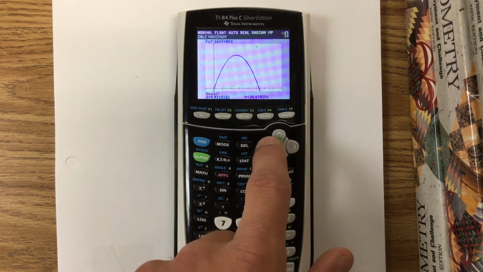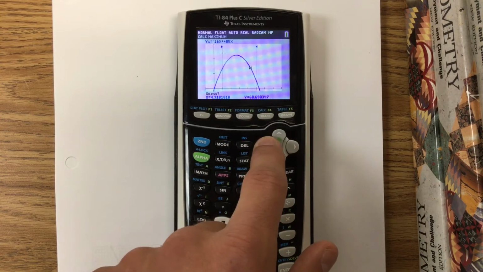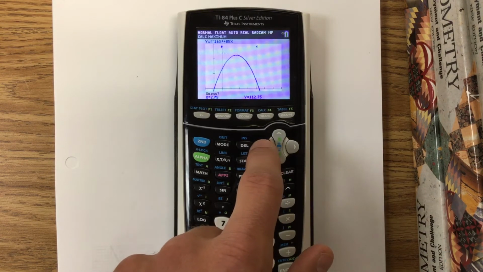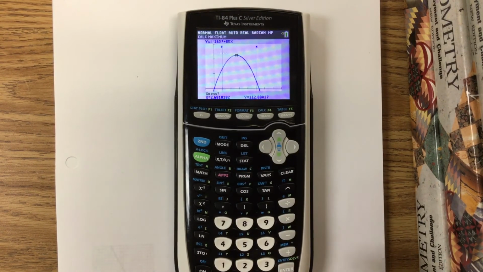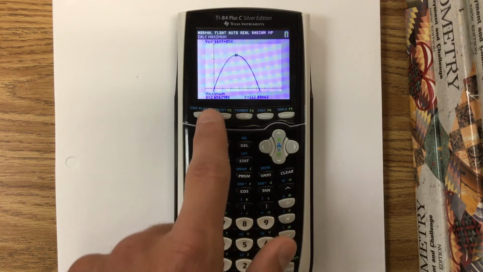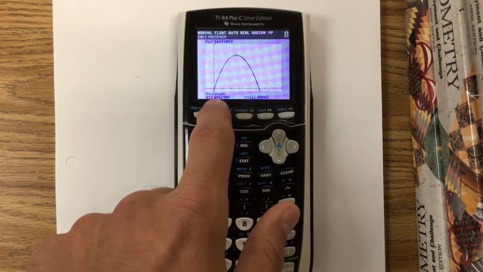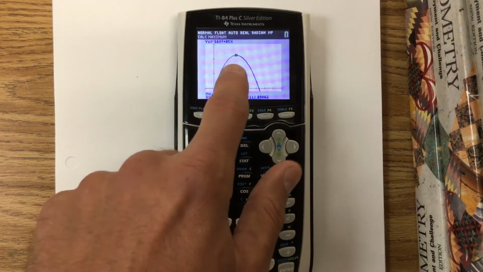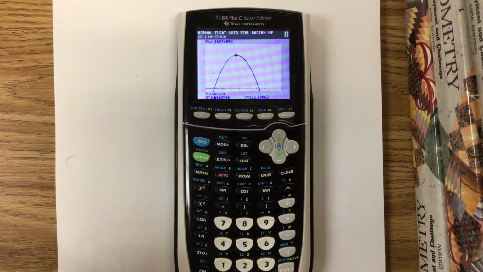Now, as far as my guess, I can go ahead and scroll and say, you know what? I think my maximum, my vertex is right about there. I'm gonna press enter, and there's my vertex. 2.65 and some other numbers, and 112.89. So we found our maximum value, and that's gonna help us get some information that we wanted with some of these problems. Right? Now, if you wanted to find a minimum, you would just choose option number 3.